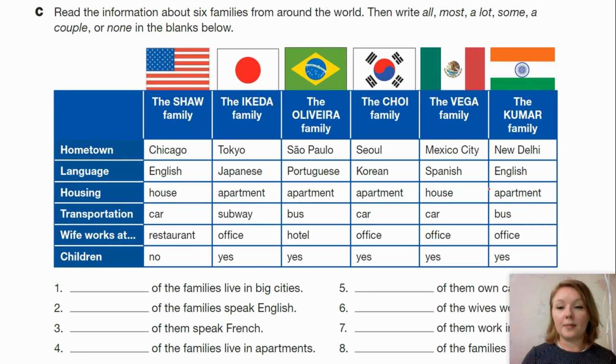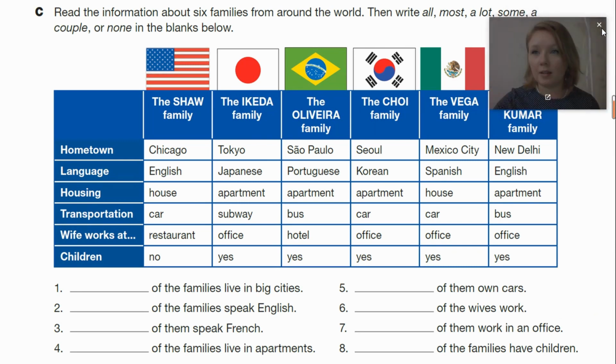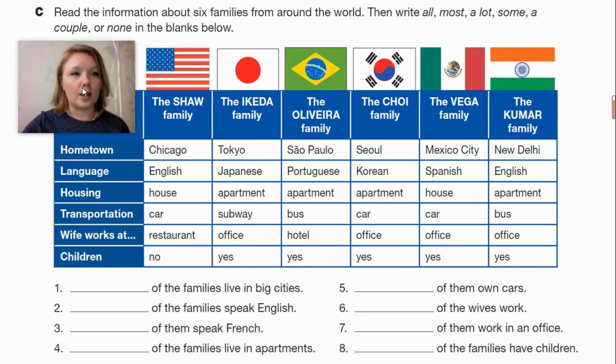All right, everyone. So this is in your book. I'm going to try to move myself somewhere, maybe here. So this is an Indian family. Can I make myself smaller? No? Oh, here we go. Okay.